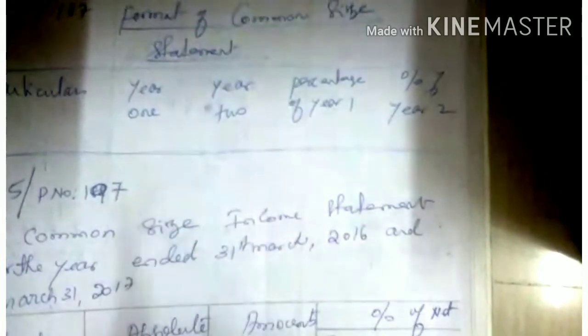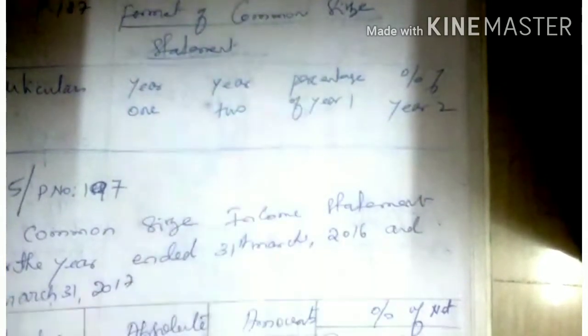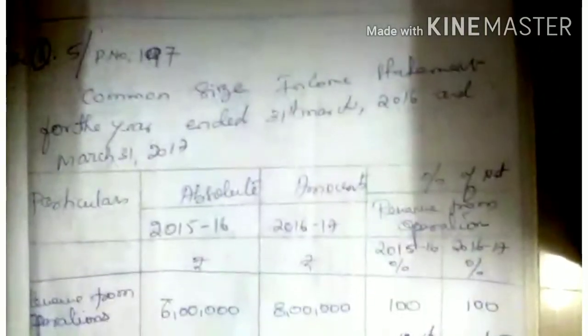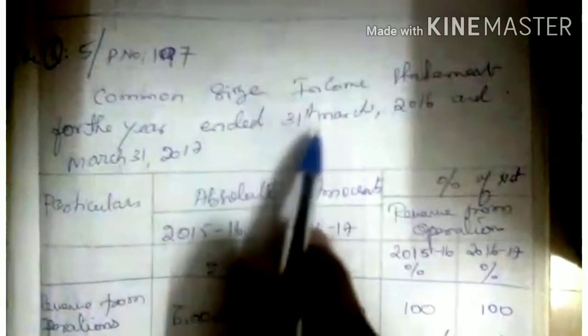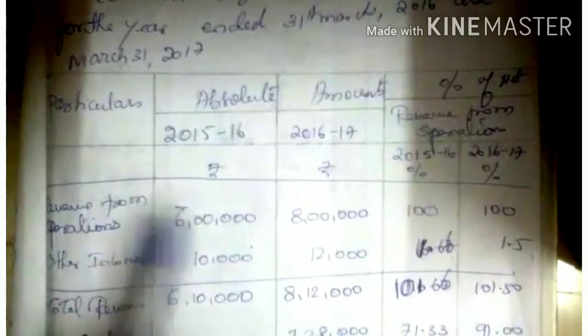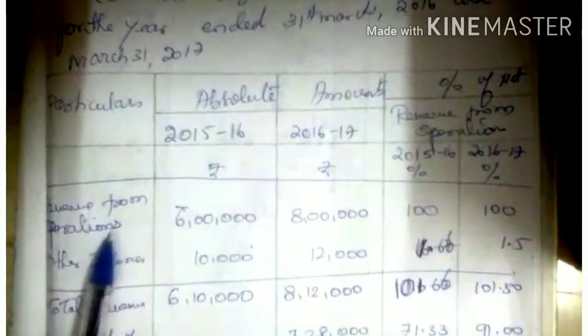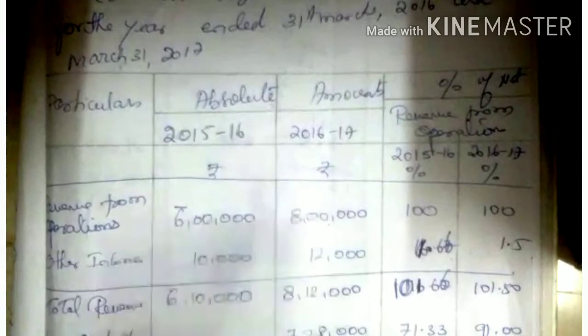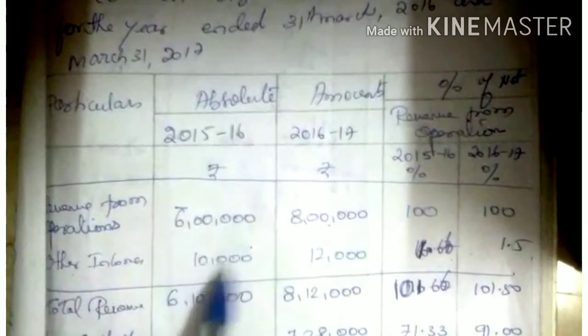Here we will explain with a problem, NCERT page number 197. I have already written the common size income statement for the year ended 31st March 2016 and 31st March 2017, and the format is already drawn. First, we have to write everything as it is from our problem. Revenue from operation: 6 lakh and 8 lakh. Then other income: 10,000 and 12,000.